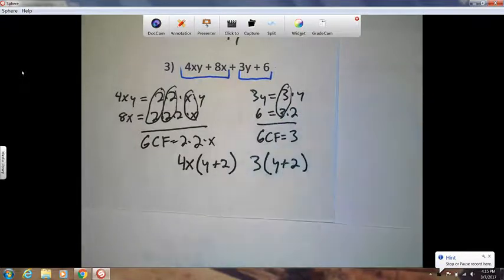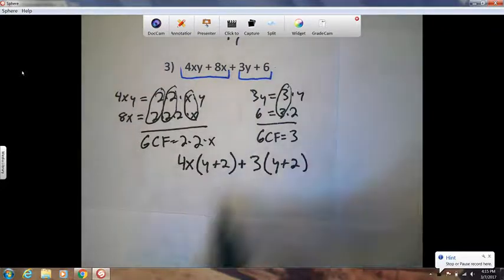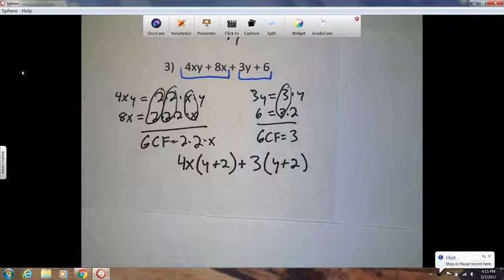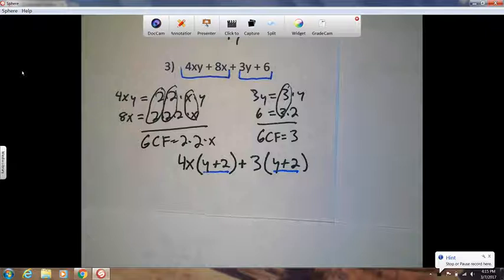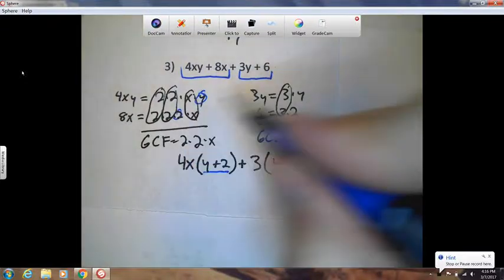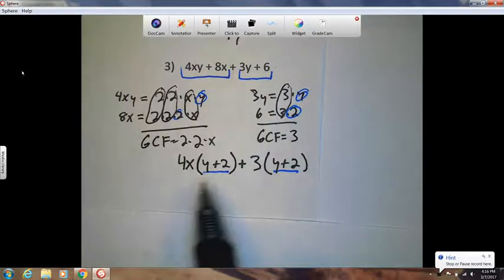Okay, so here's something you have to watch for. Once I've done this, I'm going to put a plus sign between the two. And notice I should, if done correctly, have the exact same thing inside the parentheses. Notice how those are the same. Y and the 2, y and the 2. That is your goal. Now, this is not my answer. This is not the form. It needs to be written like this.